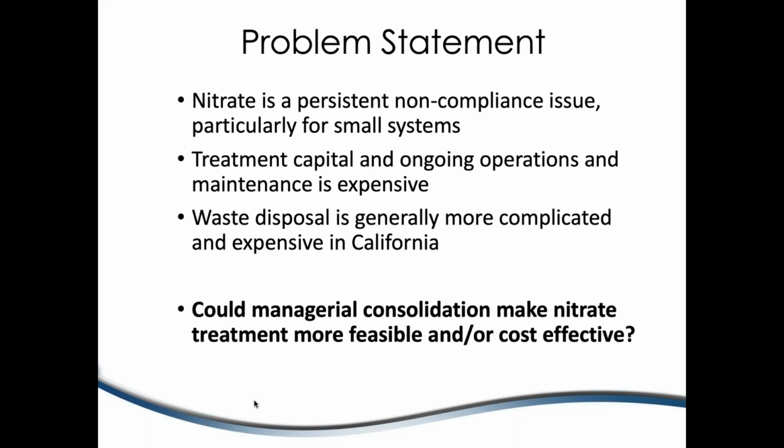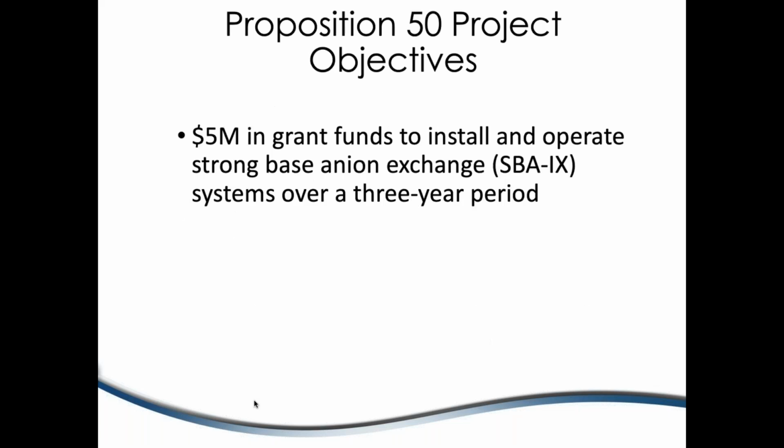And so we were fortunate to be able to put forth an application to the state of California under their Proposition 50 funding efforts several years ago to address this. We received a $5 million grant to install and operate strong base ion exchange systems in selected small systems, and then operate them over a 3-year period. And that operations piece is a unique aspect of it. More often than not, these types of grant funds are not able to be used for operations. They're usually more so for capital facilities.